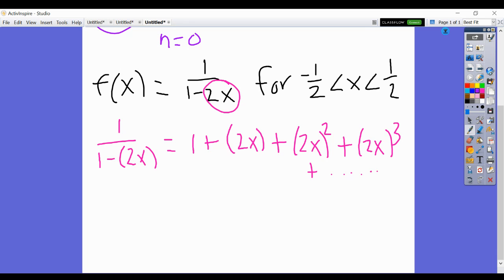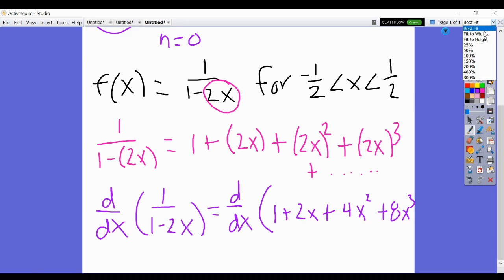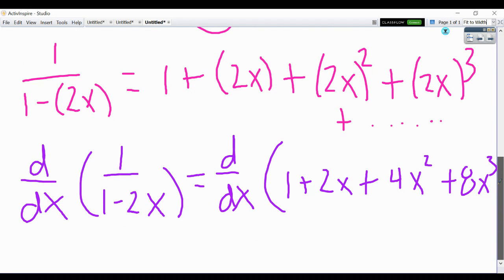So we want to take this and remember, we want to make a power series for f prime of x, because right now we already have the power series for f of x. So we're going to say d/dx of 1 over 1 minus 2x equals d/dx of this power series: 1 plus 2x plus 4x squared plus 8x cubed plus dot, dot, dot. I'm going to change my screen so this looks a little bit nicer. We can see the pattern that's going on. It's 2 to the n, x to the n, and then we just keep going.